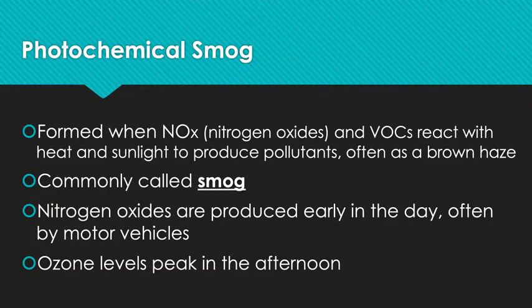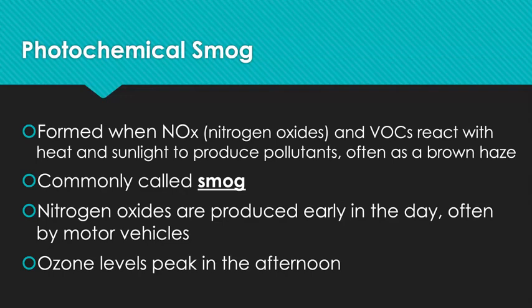The next thing that we need to discuss is the creation of photochemical smog. But first of all, what you should know is that photochemical smog is formed when nitrogen oxides, or your NOx chemicals, and VOCs, or your volatile organic chemicals, react with heat and sunlight. And what will happen from that reaction is pollutants will be produced ultimately in the form of a brown haze. The everyday term for this is just smog.